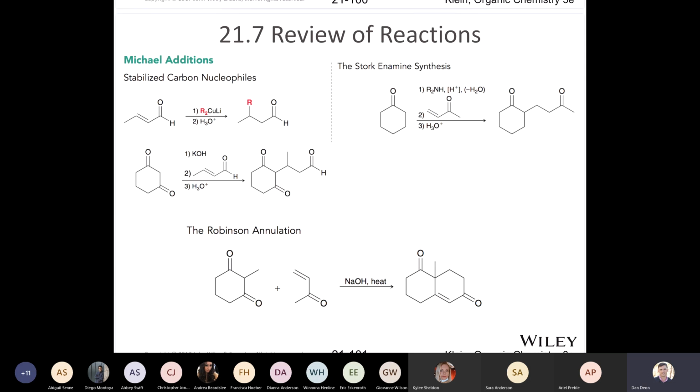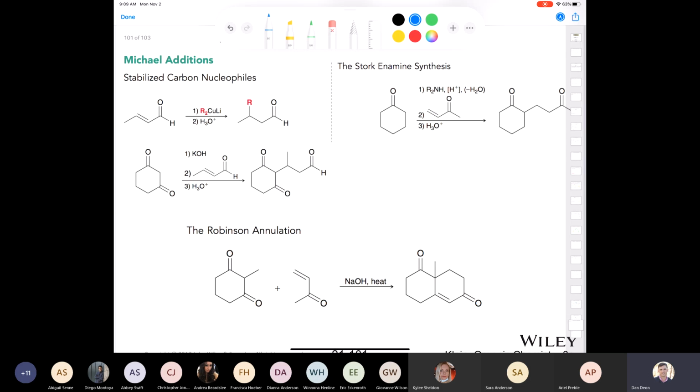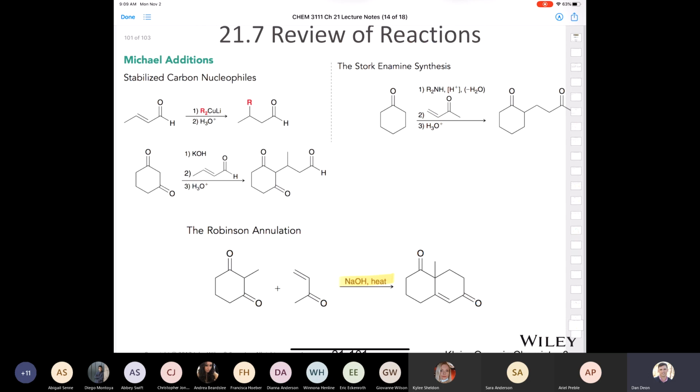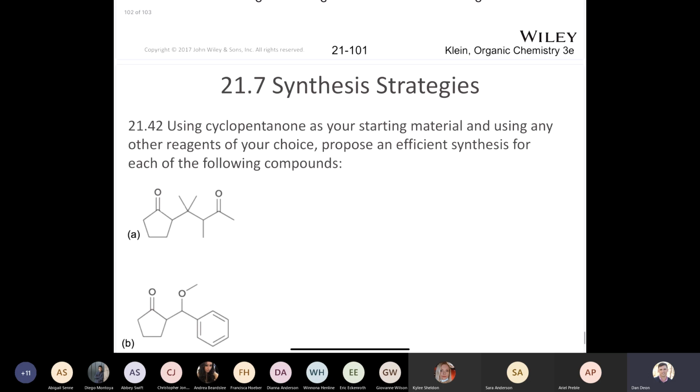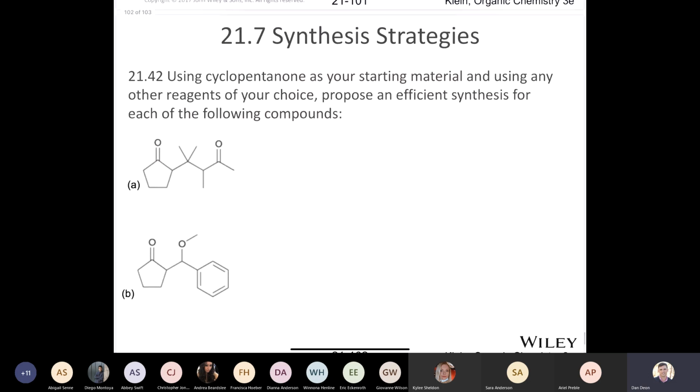And then finally, we learned the Robinson annulation. And again, it took me a little while to explain it, but the Robinson annulation can all be performed in one pot. So you just take your Michael donor, your Michael acceptor, and you react them together, and you can form a 6-membered ring like that. An alpha beta unsaturated ketone is what results. And those are all the reactions, I believe, that we looked at in this chapter.